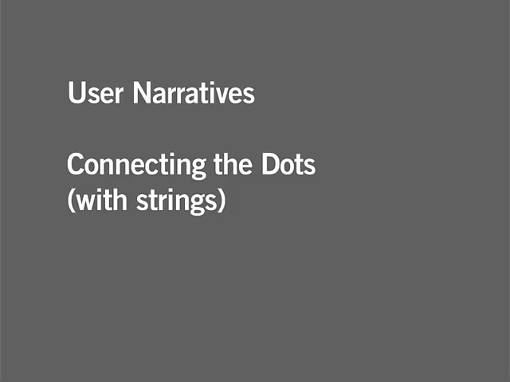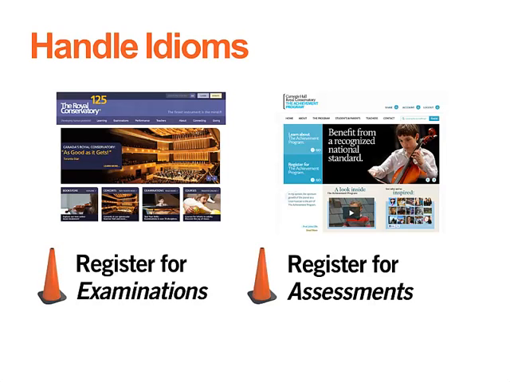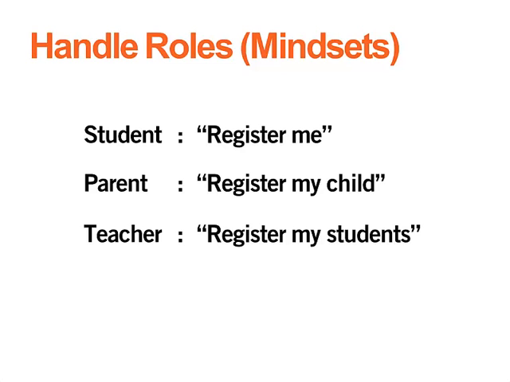So, user narratives. I want to connect all the dots with strings. Here's the problem we need to solve. In one country, we register for exams, examinations. In another country, they register for assessments. There's an aspect to that in terms of the roles. Each role has an associated mindset as well. As they're doing a certain task, they're going to be thinking certain things in certain terms. So at a very top level, the student is going to say, register me. The parent is going to say, register my child. The teacher will say, register my students. Very, very simple, right? But they're important, and that's what we were hearing from the user.